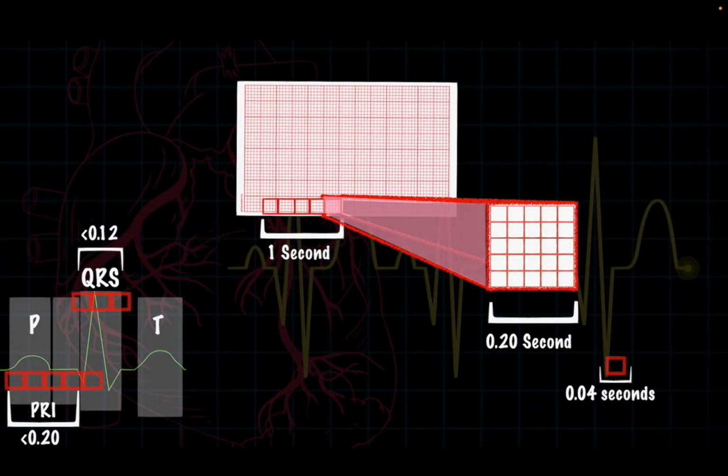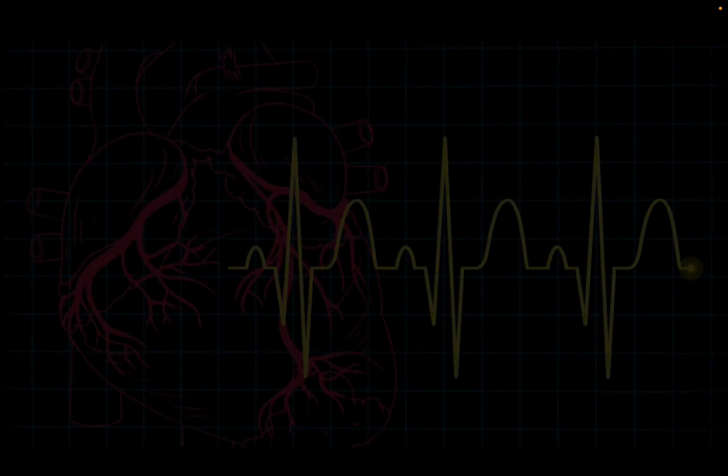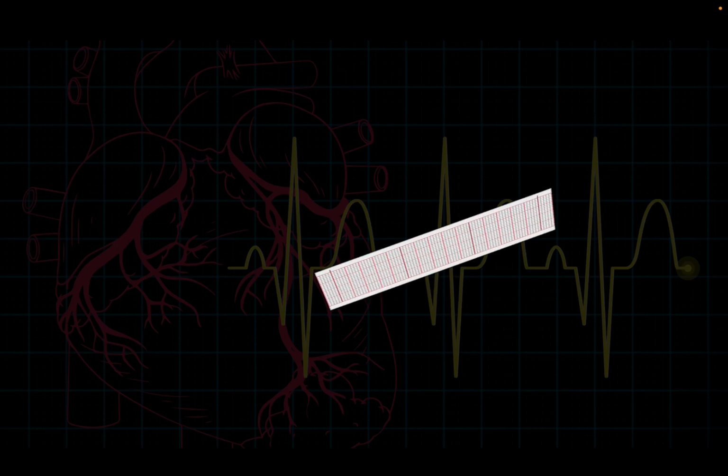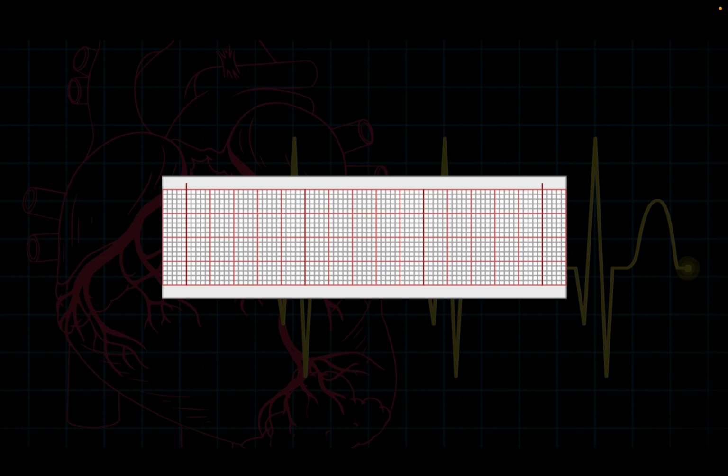How do we pull rate from an EKG? Well, let's take a look. We start with the EKG paper. That's what we've been using to measure time thus far. And we know each of those large blocks are 0.20 seconds, and 5 of them equal 1 second.